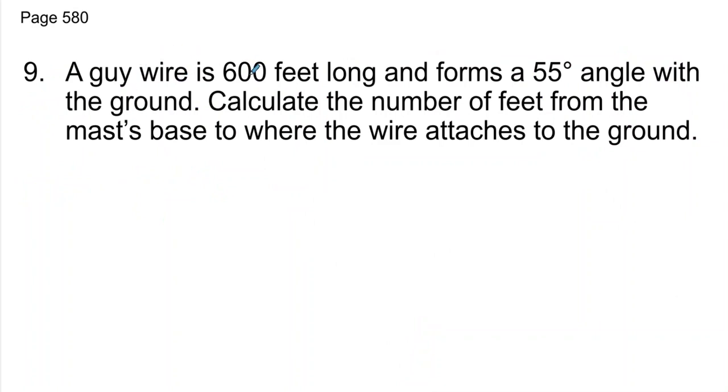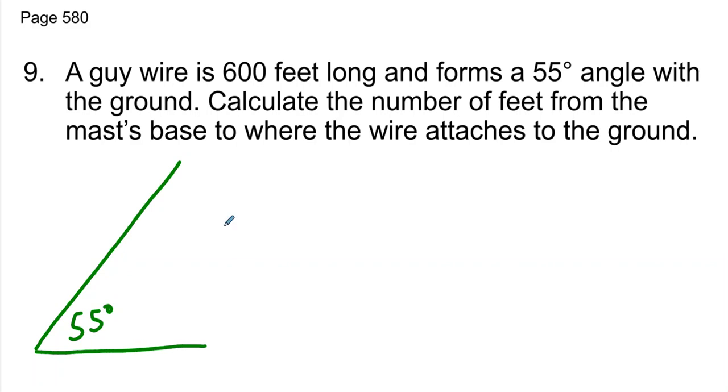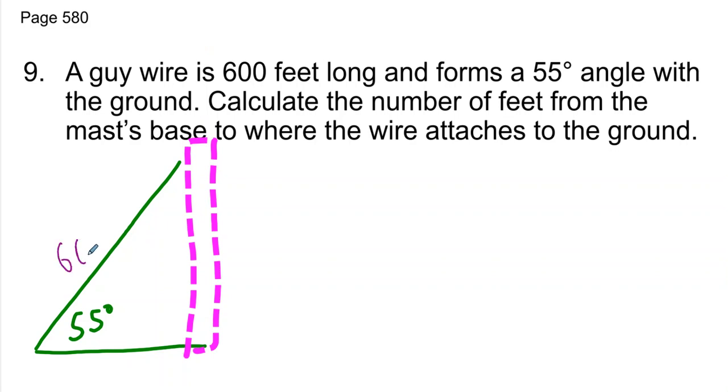So we have a guy wire that is 600 feet long and forms a 55 degree angle with the ground. So I've got something very tall. We'll say this is a building, whatever. And the guy wire is 600 feet. I want to know the number of feet from the mast's base to where the wire attaches to the ground.